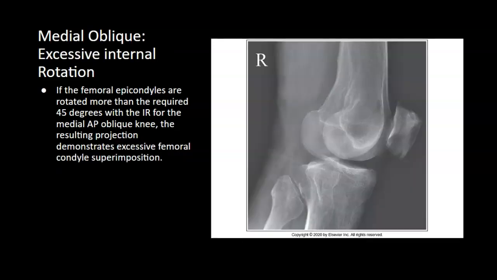In excessive internal rotation, we can determine the degree of obliquity by looking at that tib-fib relationship. We're almost in a lateral projection, as you can see. The fibula is not superimposing the tibia, so we need to bring those epicondyles back down to that 45 degrees in order to get the epicondyles 45 degrees with the IR.